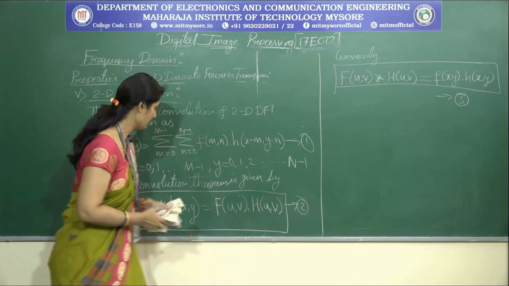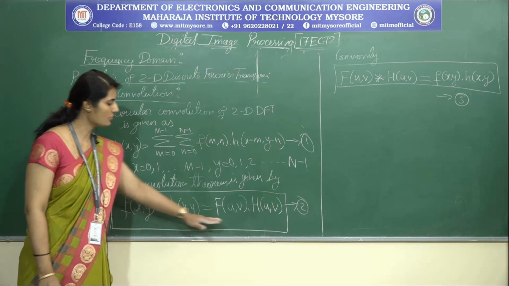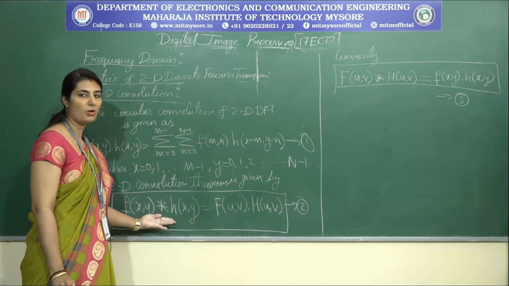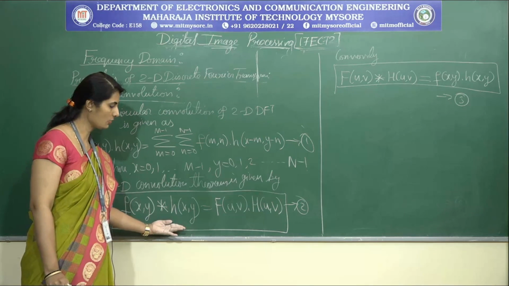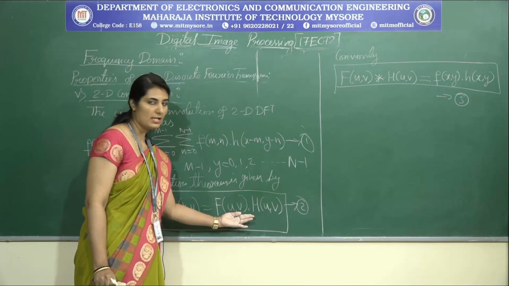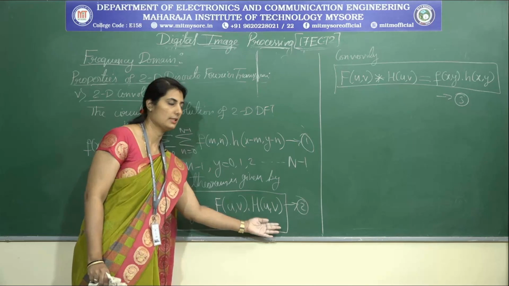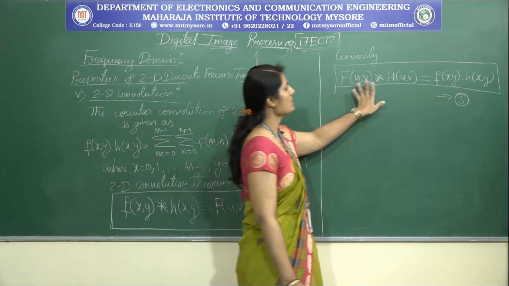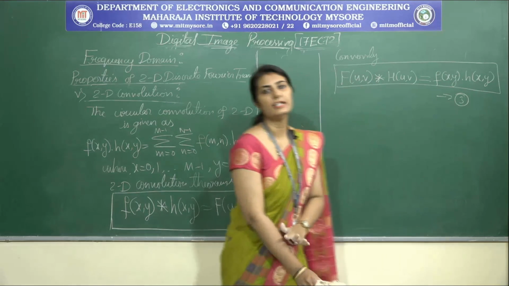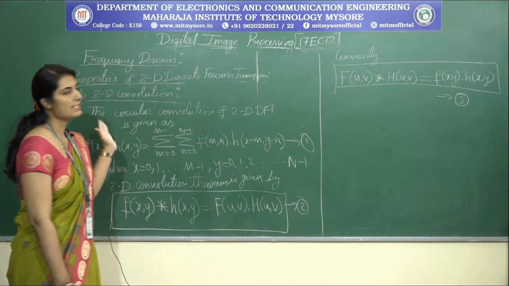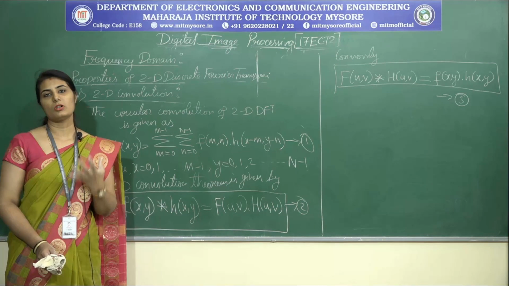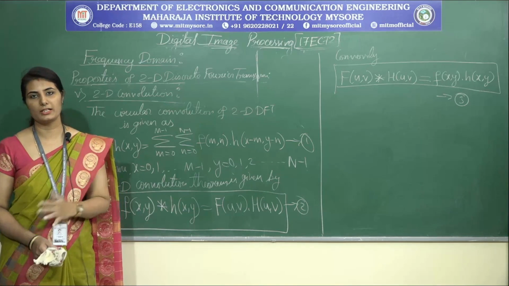So here, this is the frequency domain representation and this is the transform domain representation. The convolution of two images in the spatial domain is equal to the multiplication of the images in the Fourier transform domain, and the convolution of two images in the Fourier transform domain is equal to multiplication in the spatial domain. Okay, so this is the last property of the two-dimensional discrete Fourier transform. So this is all about the properties of discrete Fourier transforms.